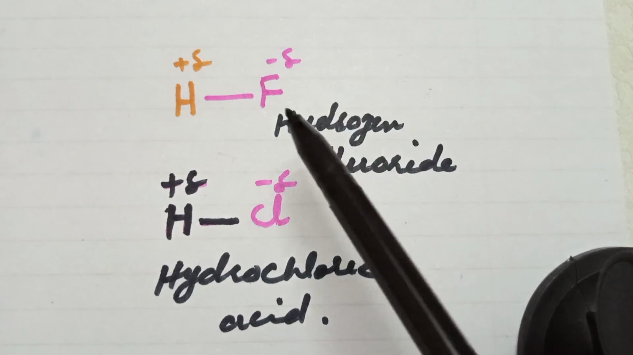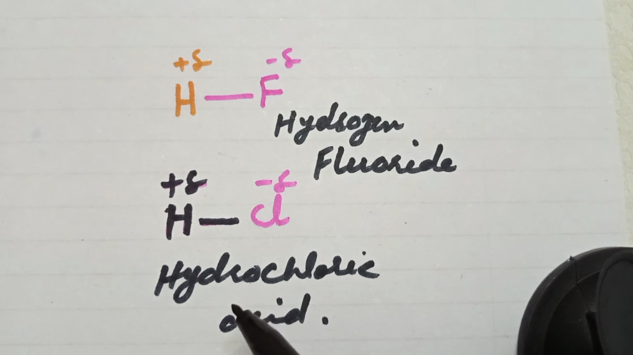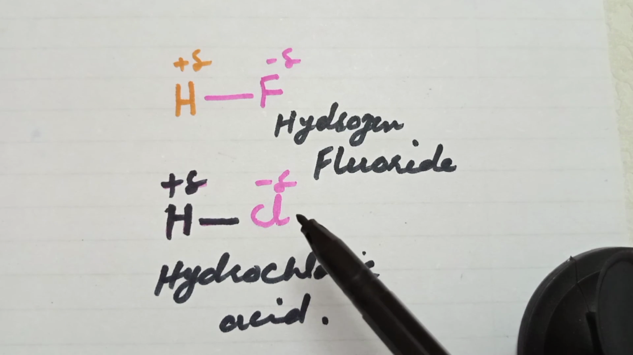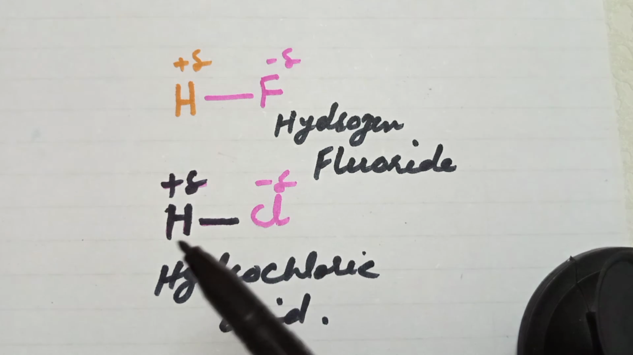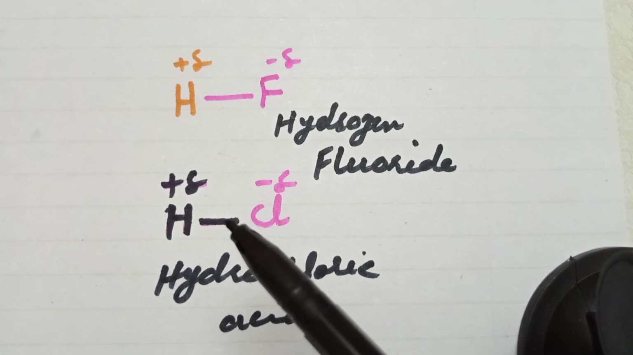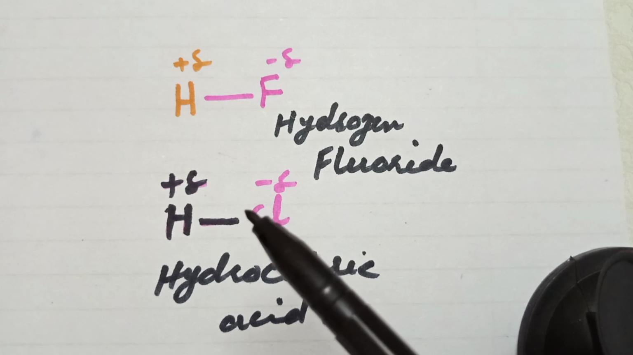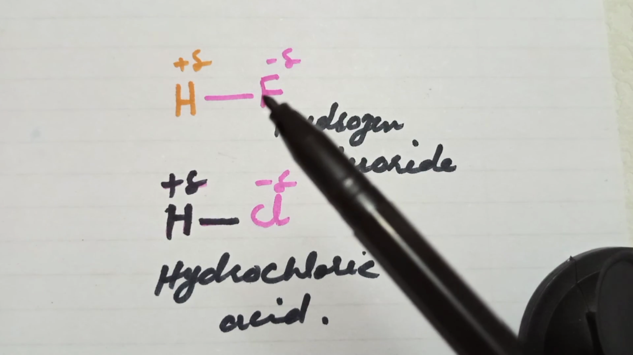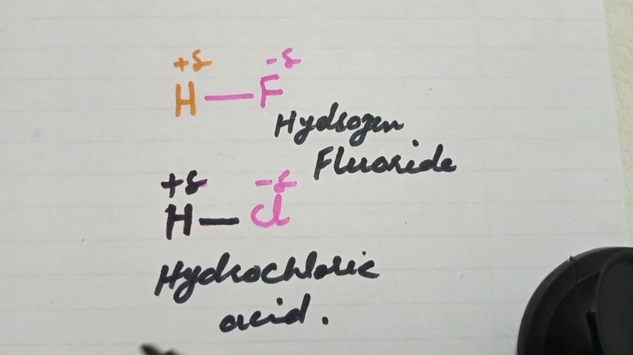These are some other polar compounds, hydrogen fluoride and hydrochloric acid. In these two you can see that fluorine and chlorine belong to group 17, and these are halogens and have high electronegativity as compared to this hydrogen atom, and so they have greater force of attraction for this shared pair of electrons and attract the shared pair towards themselves, so a partial negative charge is created on the chlorine atom and on the fluorine atom, and partial positive charges are produced on the hydrogen atoms.